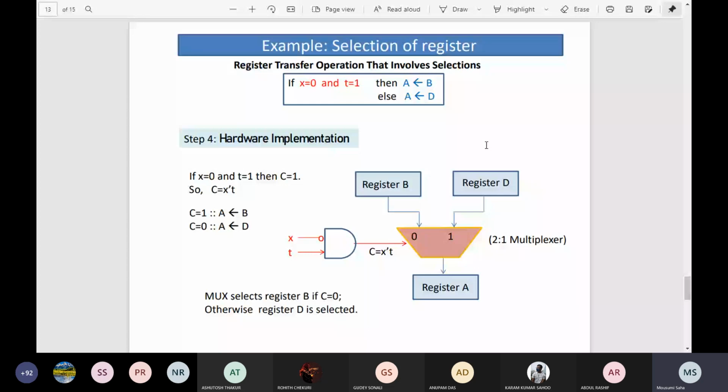Now it is very simple. We can write into the select line, that is the control bit, with the help of the value of x and t. So with the help of x and t, we can easily transfer the value from B to A and D to A. I hope you can easily solve these problems.